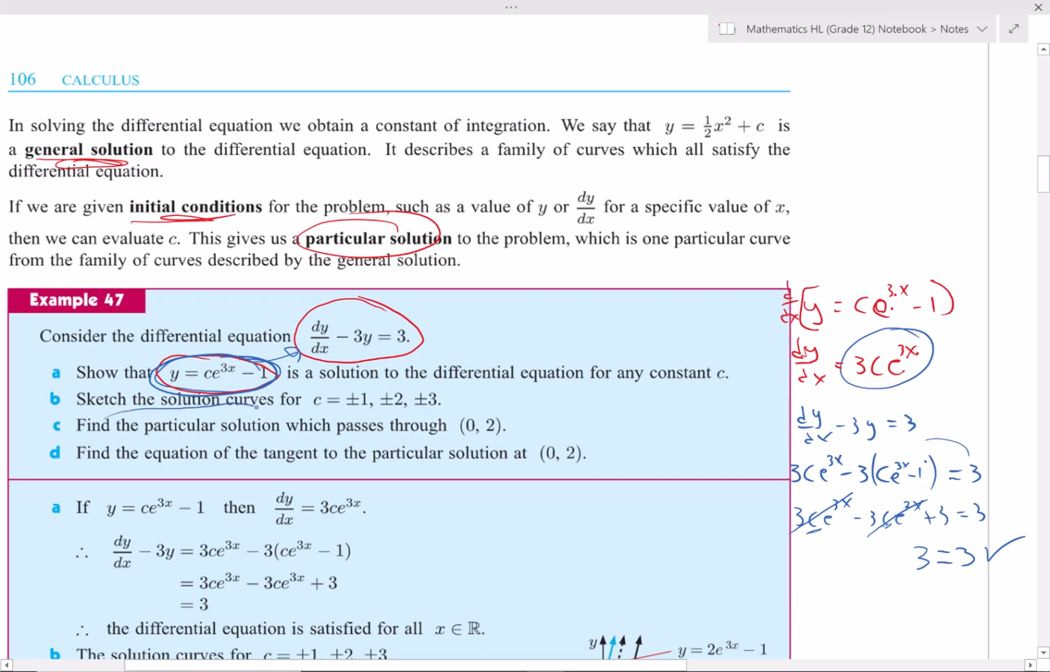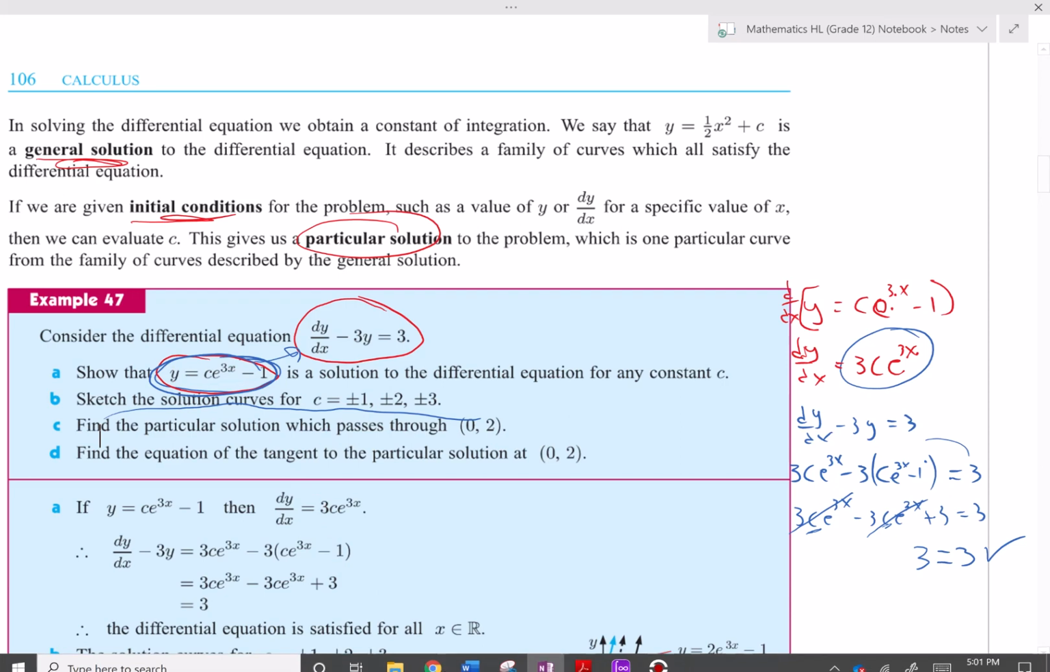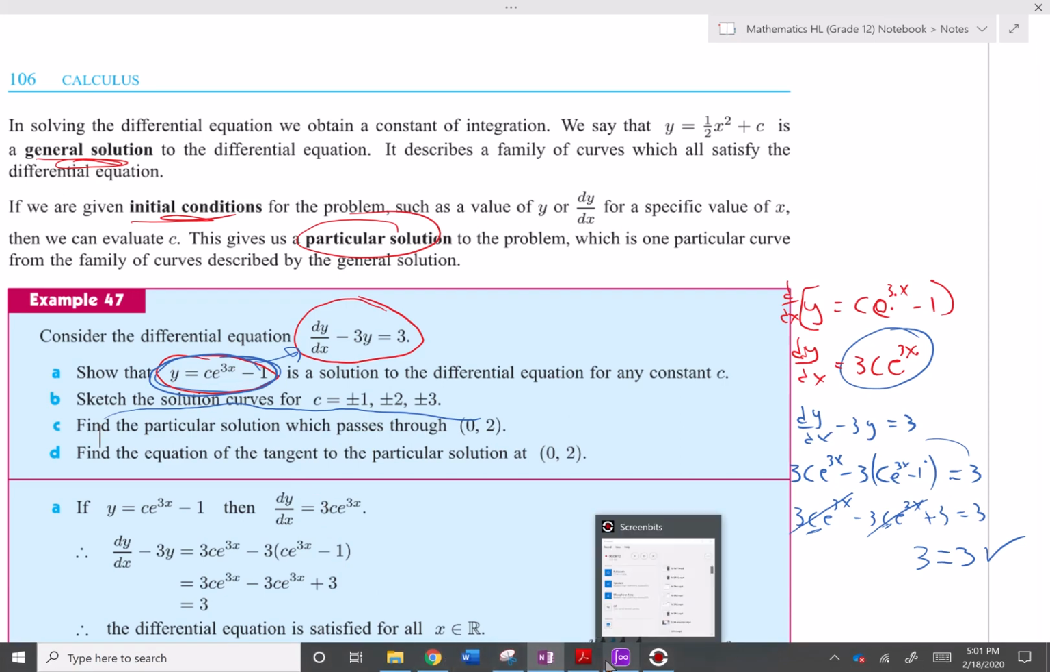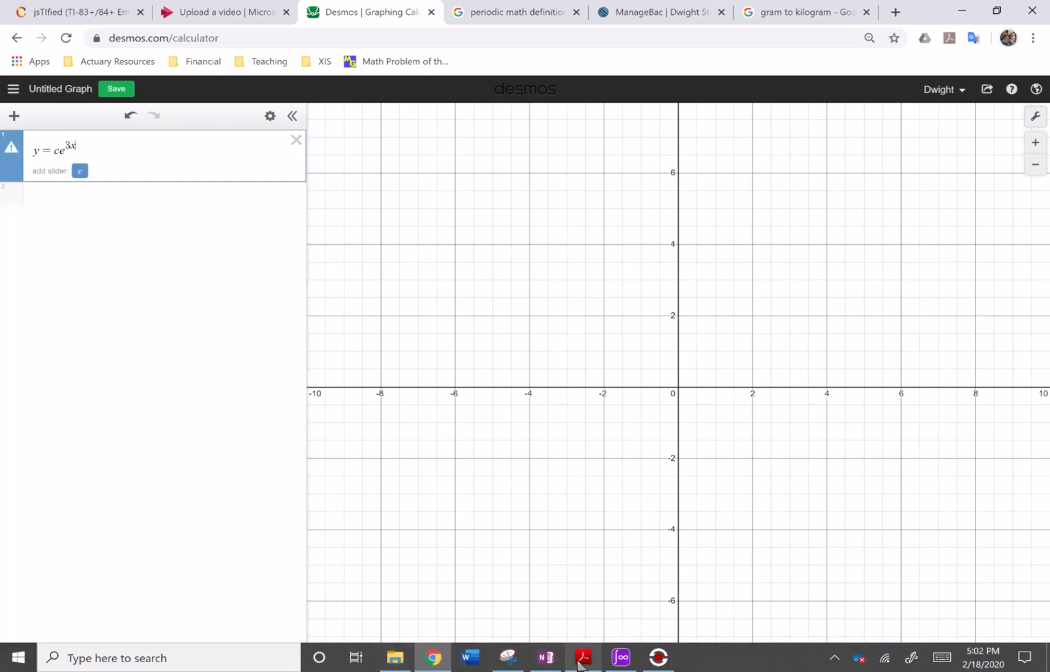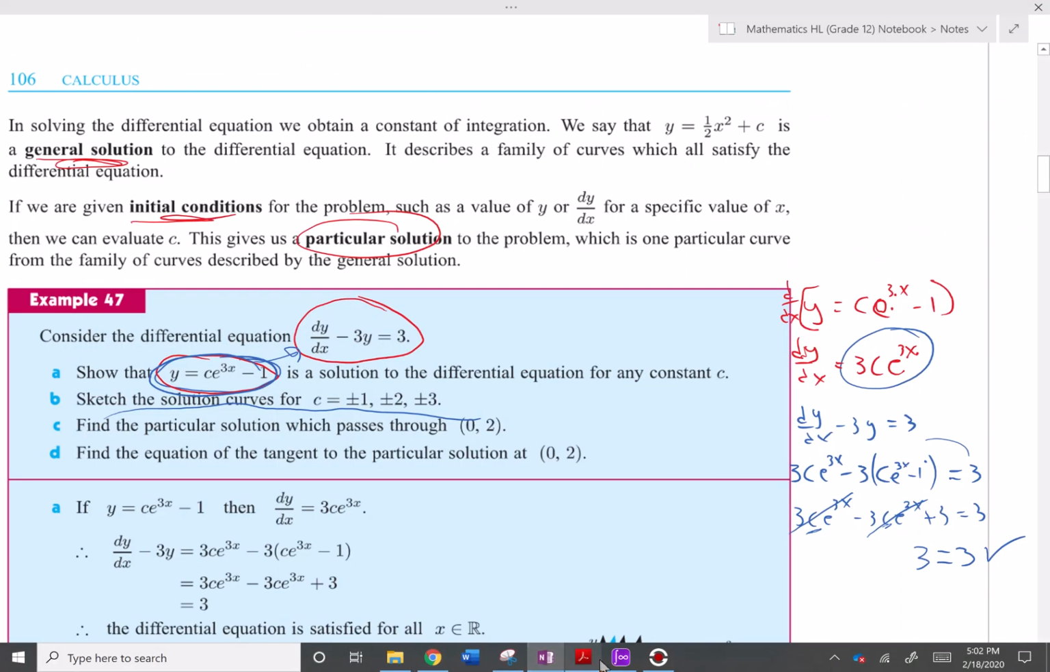It wants us to sketch the solution curve for c equals positive 1, positive -1, positive -2. So basically we're just graphing this. Let's go to Desmos for this, just because it's really a lot easier to see on Desmos. So it's y equals c e to the 3x, make sure I write this down right, minus 1.